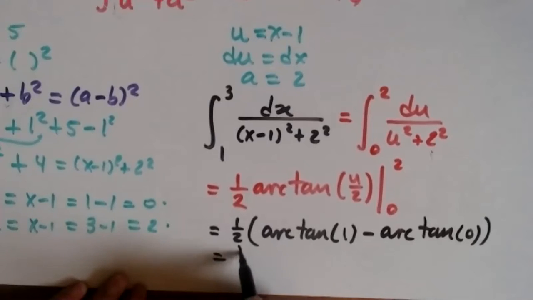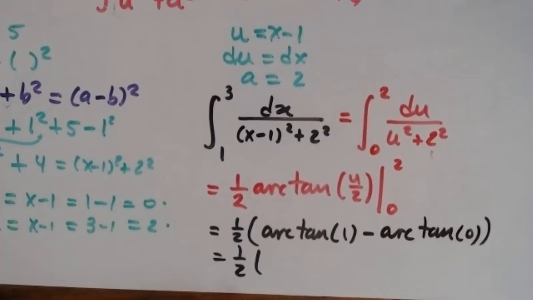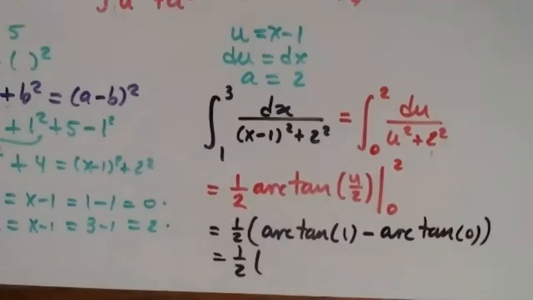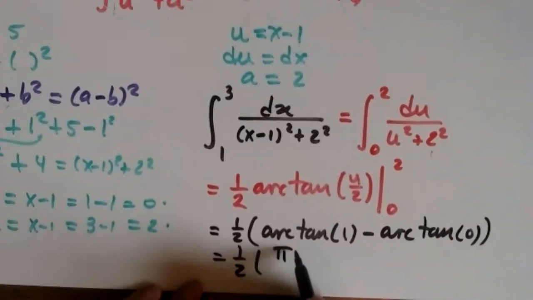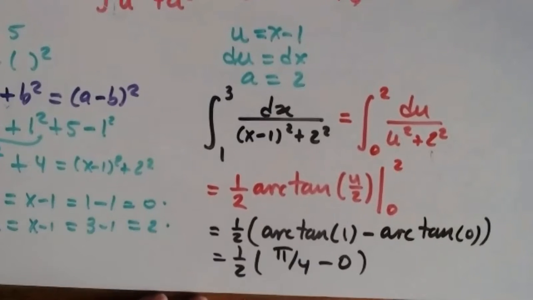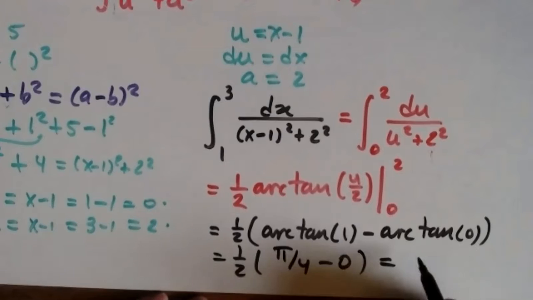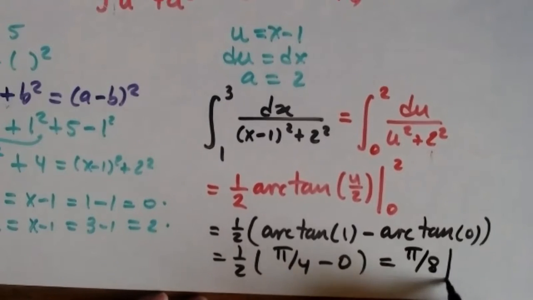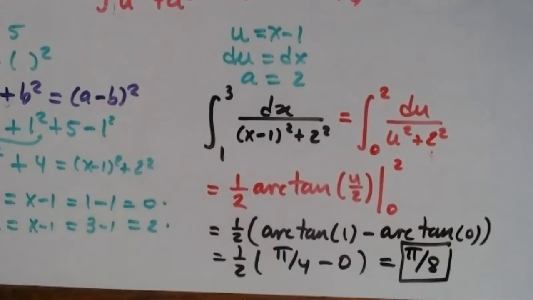Now, the only thing you have to remember is what is the arctangent of 1? Well, again, my magic table right here. Arctangent of 0 is 0 and arctangent of 1 is pi over 4. So it's pi over 4 minus 0. And this is going to be 1/2 times pi over 4, pi over 8. That's my answer. Okay?